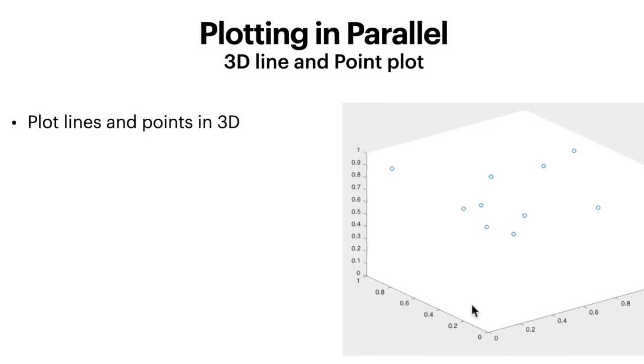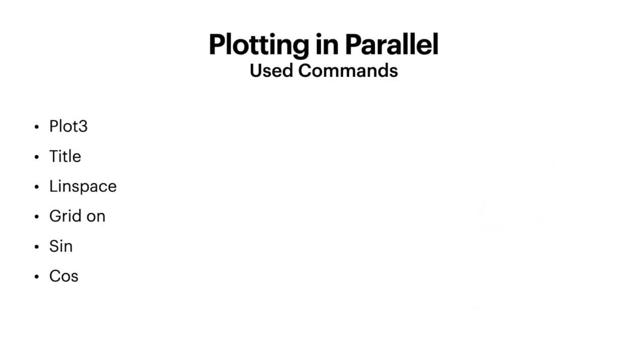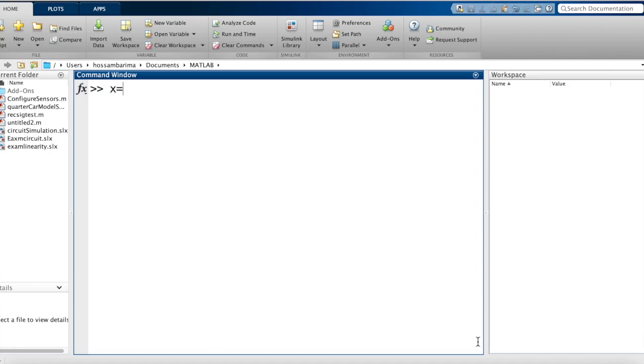Today we will cover 3D point plots or line plots. Our used commands are plot3, title, linspace, grid on, sine, and cosine. Now let's define our x, then our equation as cosine x and sine x. Now let's plot the x and y and z.